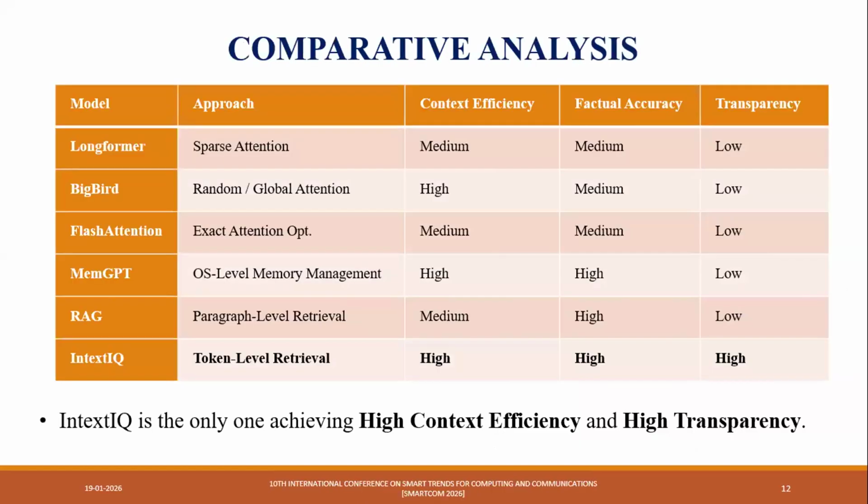When we compare the baseline LLM and traditional RAG systems, Index IQ is the only approach that achieves both high context efficiency and high transparency. This makes it particularly suitable for real-world applications where reliability and traceability are critical.